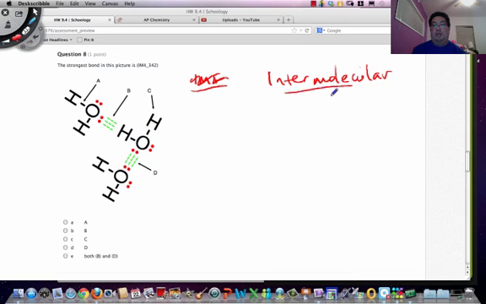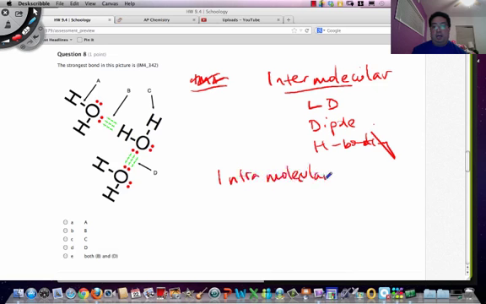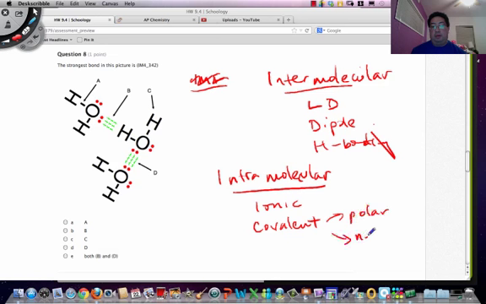And remember, intermolecular forces are things like London dispersion, dipole-dipole, and H bonding. Intramolecular forces are things like ionic bonding and covalent bonding. And remember, with intramolecular, covalent could be either polar or nonpolar.